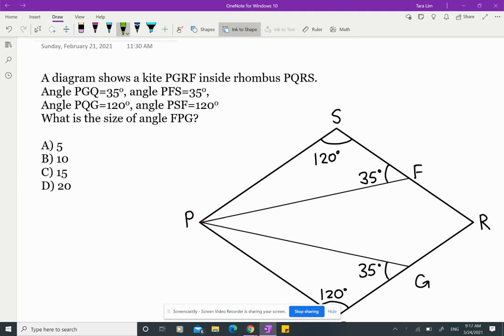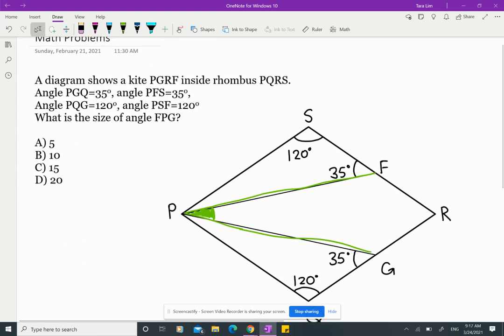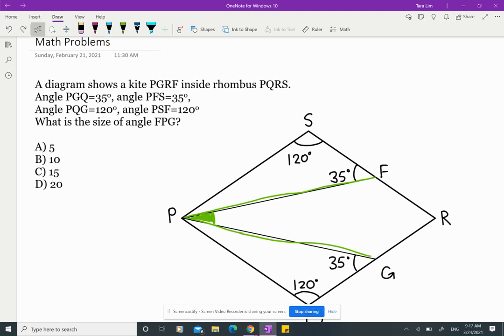So this is FPG. Now we want to know this angle. And we know that there are angles here and angles there. So if we want to know this one, first of all, let's focus on getting these angles as well.